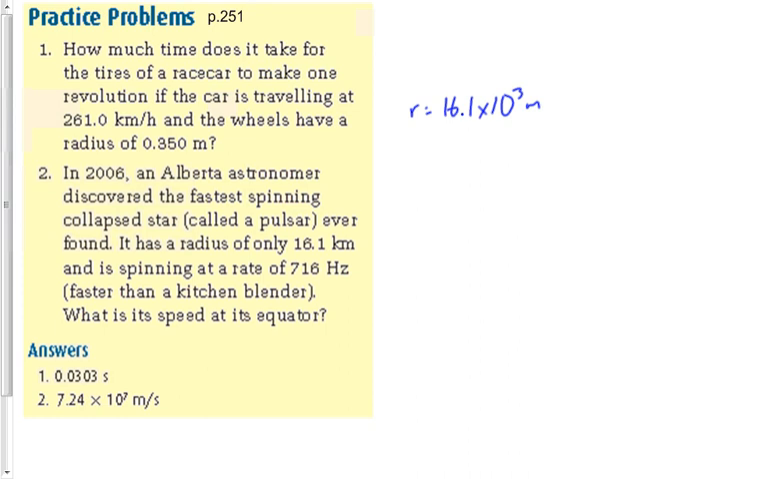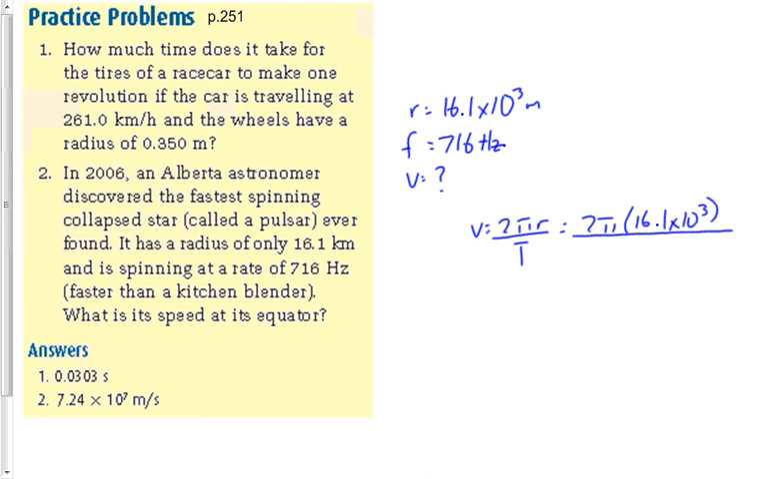Spinning at a rate of 716 hertz, that's going to be the frequency, right? We want to find the speed of this thing at its equator. How fast is it moving at its equator? If you're standing on this thing, on the equator, how fast are you moving? Well, we know that V is equal to 2 pi R over T. So it's 2 times pi times 16.1 times 10 to the 3 divided by T. What's T? We don't know what T is, right?